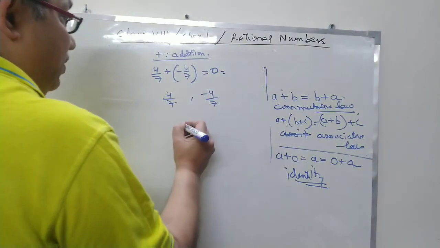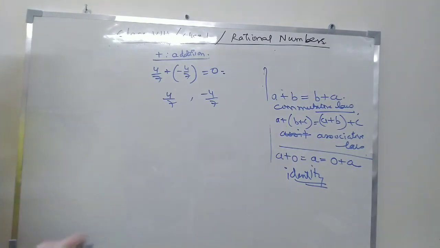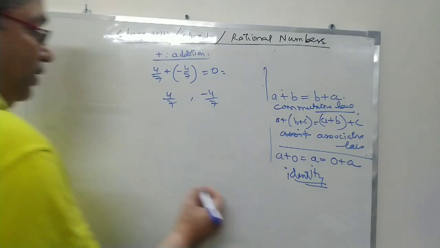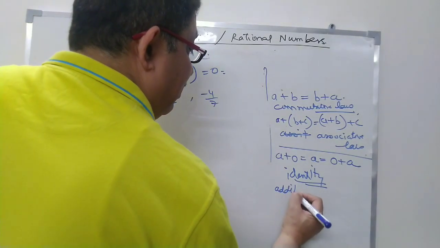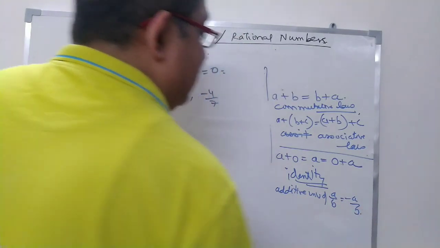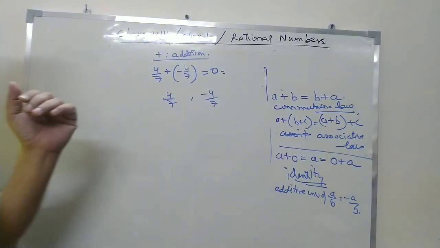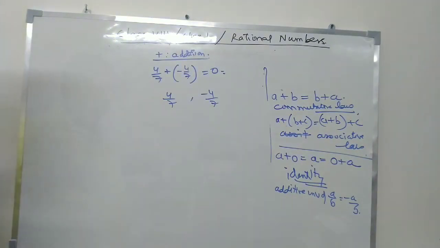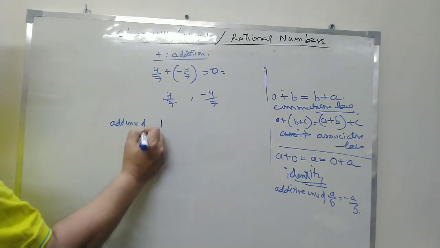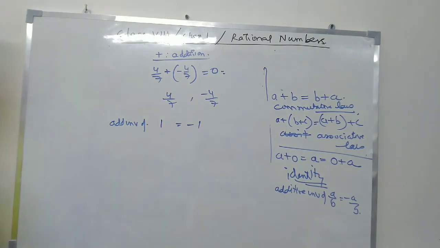Now, does 4 by 7 have an additive inverse? Yes, 4 by 7 has an additive inverse. So the additive inverse of A by B is minus A by B. Now there are certain things we must know about this. What is the additive inverse of 1? The additive inverse of 1 will be what? Minus 1. See, 1 means what? 1 means 1 by 1. So if you put minus here, it becomes minus 1 by 1, and that is minus 1.